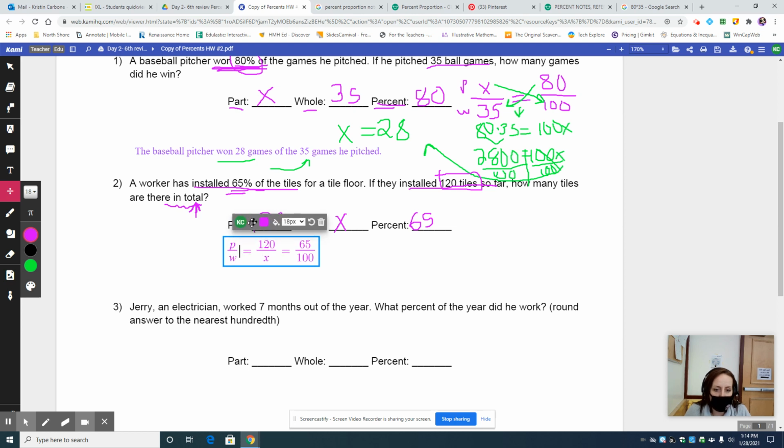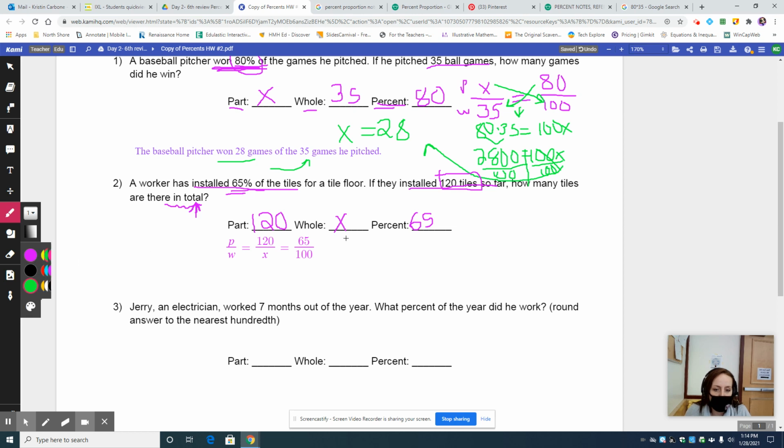Now, from here, we're going to use our cross product. So we're going to cross multiply. So we're going to do 120 times 100, which gives us 12,000. And we're going to do 65 times x.